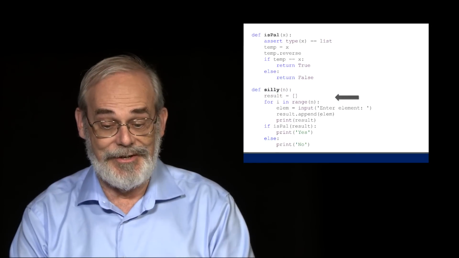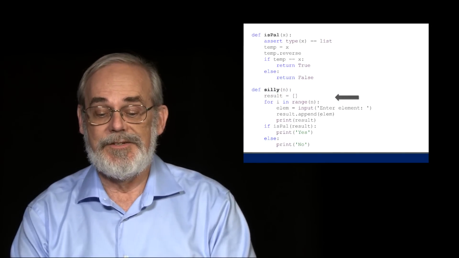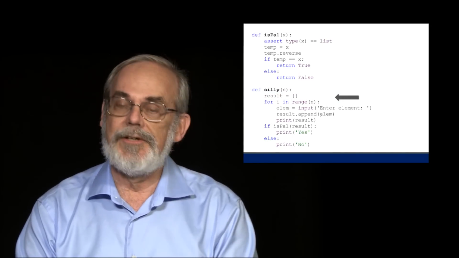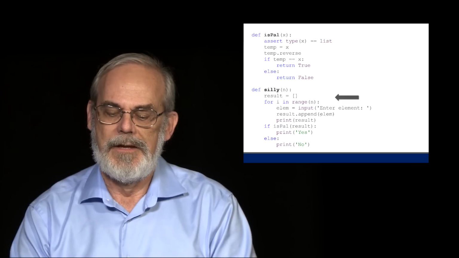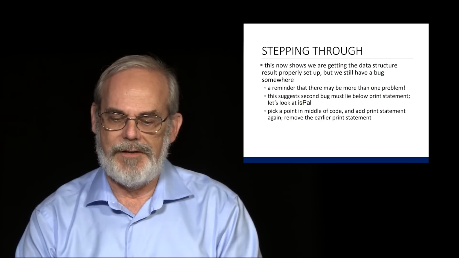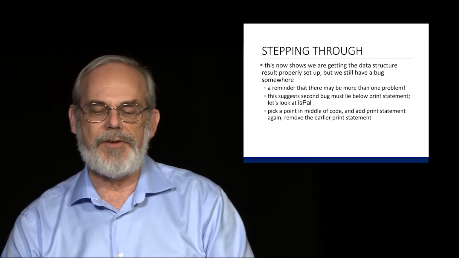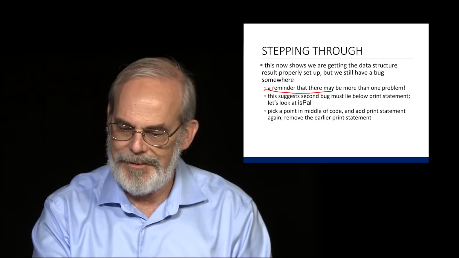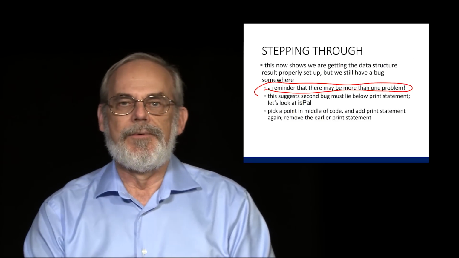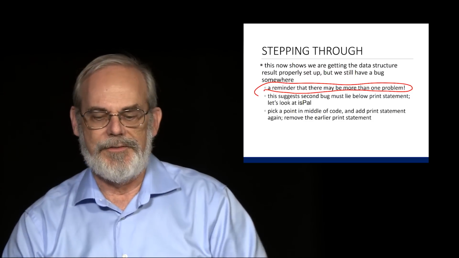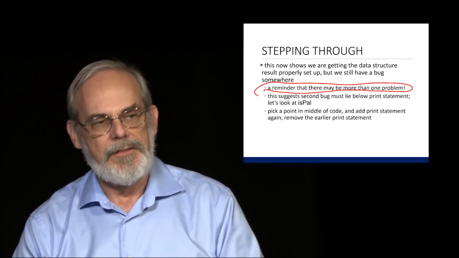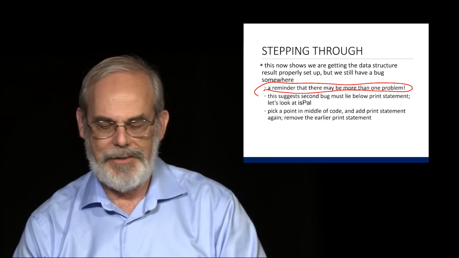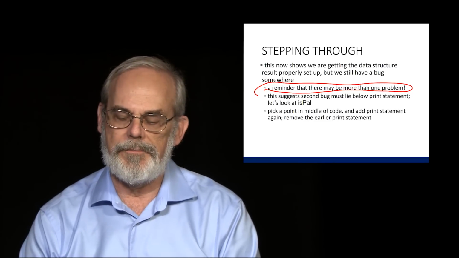That's good. That's encouraging. It now tells me that the list is being delivered in the right form, but I'm still getting an incorrect answer. And that tells me that I still have another bug. So the data structure is being properly set up, but there's another bug, and that's really important. It would have been really easy to say, I'm done, but I'm not. There may be more than one problem. And this suggests that the second or maybe third bug must lie somewhere below the print statement.